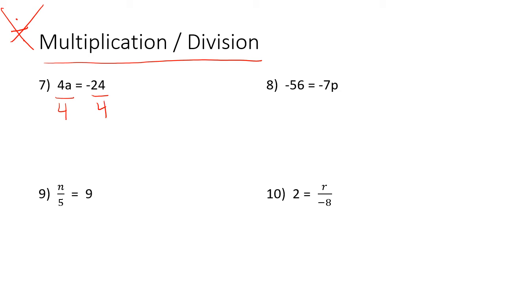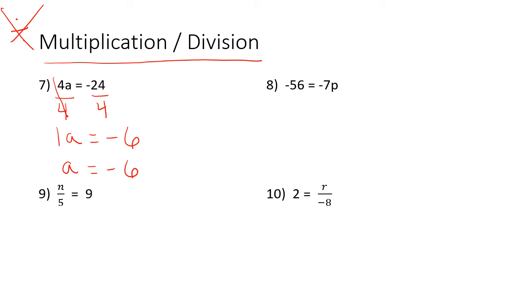Divide by 4 on both sides. On the left-hand side, the 4's cancel out to 1. 4 divided by 4 is 1. So we have 1a, or you can just write a. Negative 24 divided by 4 is negative 6. So a equals negative 6.